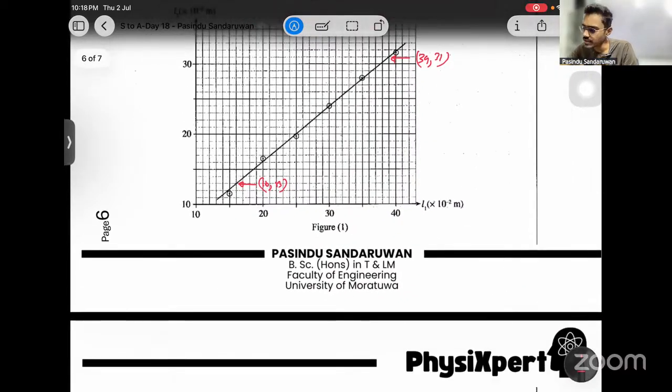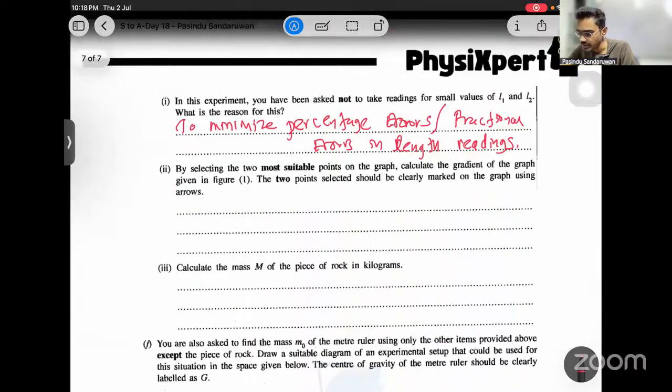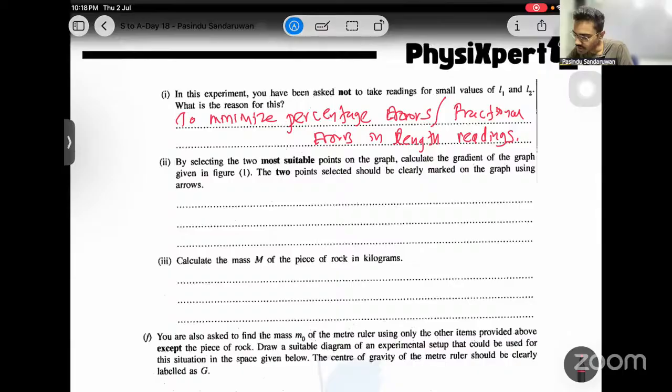Clear points always means it should be an exact intersection like this, an exact intersection of the grid. Right, now they are marked and you have to find the gradient. By selecting two suitable points, calculate the gradient, right? Then gradient is delta y over delta x, right?